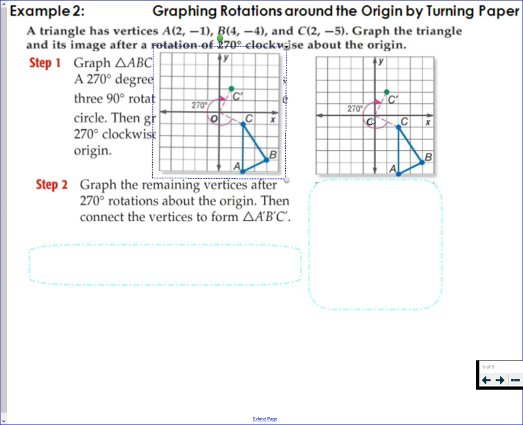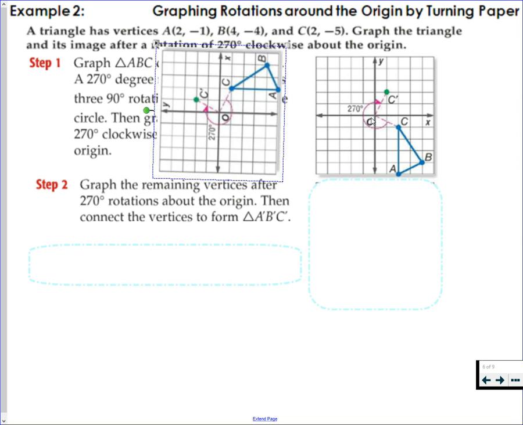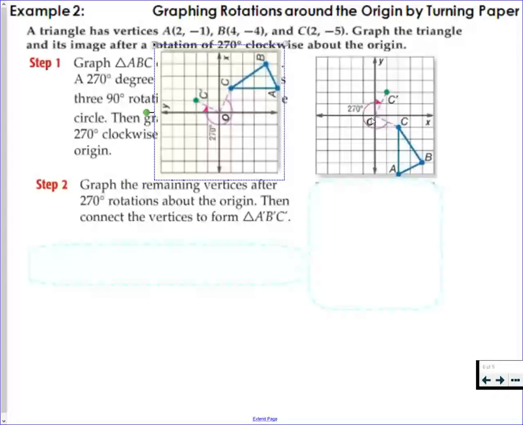Okay, let me rewind that for a second. Instead of all of that mess, I could do this and it looks exactly the same. Okay, so right there, I just rotated my paper 270 degrees clockwise or 90 degrees counterclockwise. Now that I see what this looks like, I can just graph those points, right?